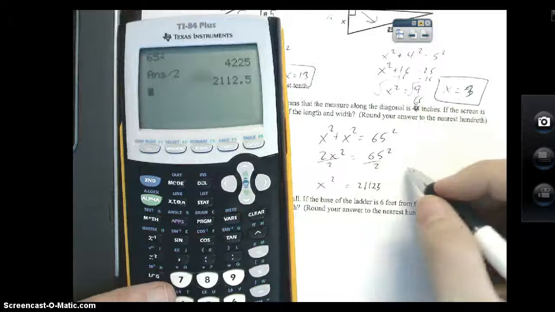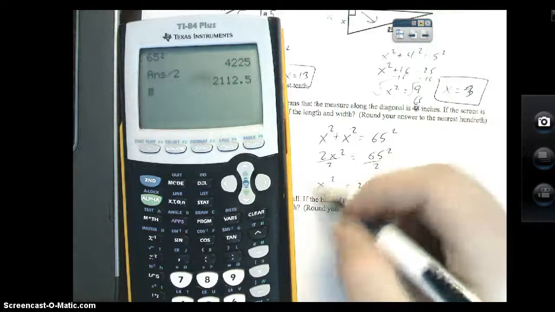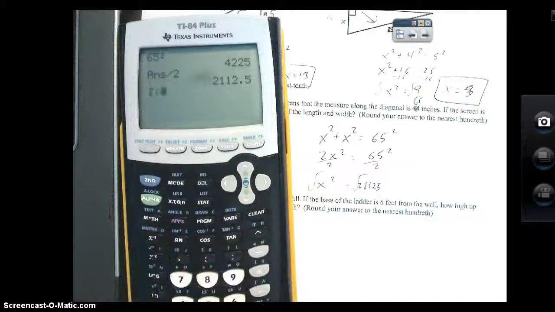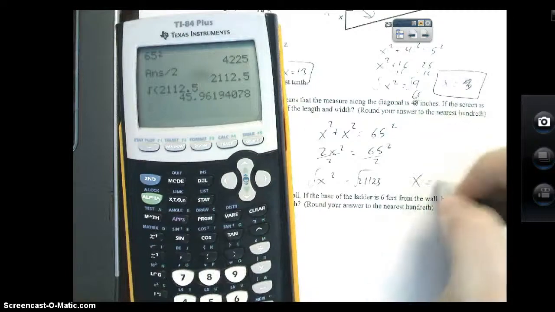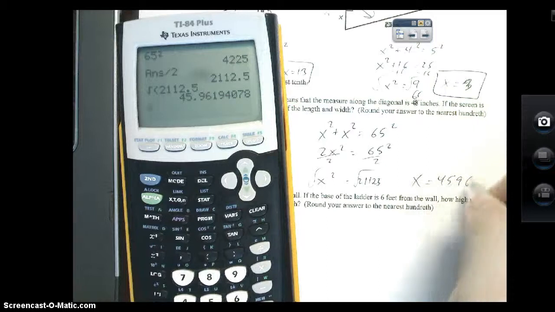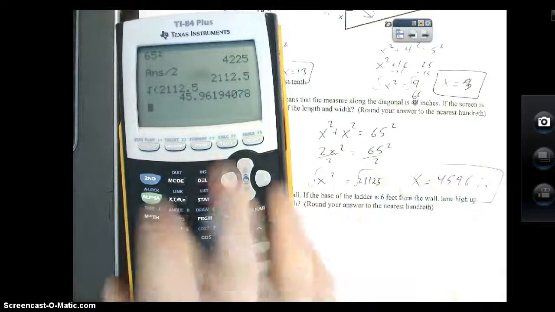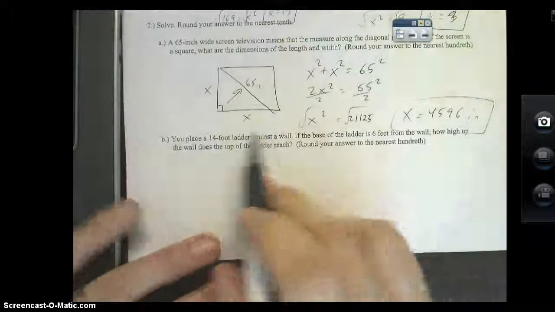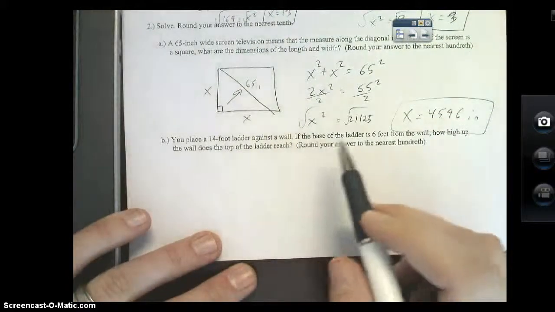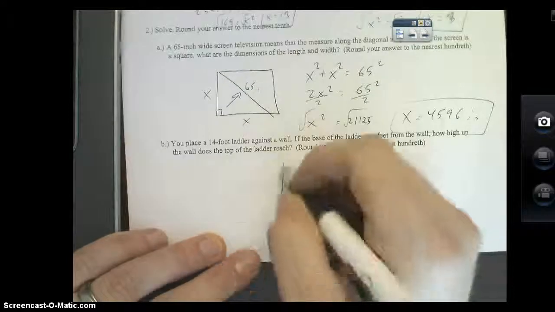Okay, 2,112.25. So now I'm going to square root both sides. We get x equals 45.96, and we are talking about inches. All right? Very good. All right, finally, you place a 14-foot ladder against the wall. If the base of the ladder is 6 feet from the wall, how high up the wall does the top of the ladder reach? So draw a little picture.